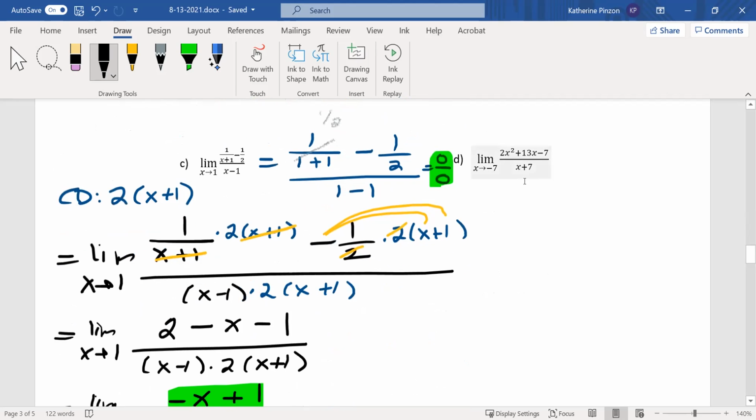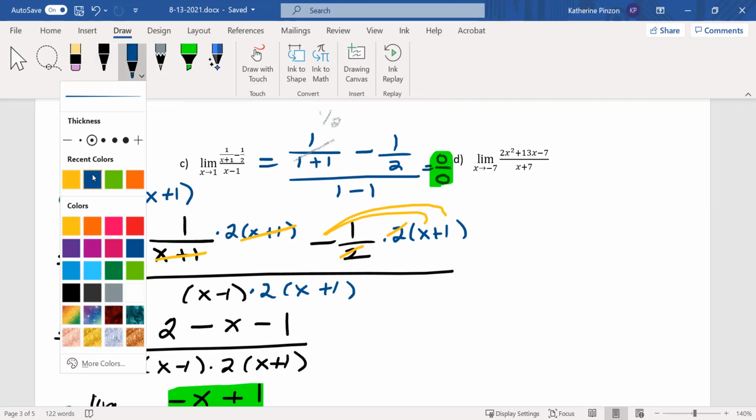All right, let's go back to this guy. He looks yucky again. Hopefully he's not though, right? Okay, limit as x goes to -7 of 2x squared plus 13x minus 7 divided by x plus 7. What's your first step when you're trying to find a limit? Plug in the number. My number is -7. I'm going to plug -7 into this guy.